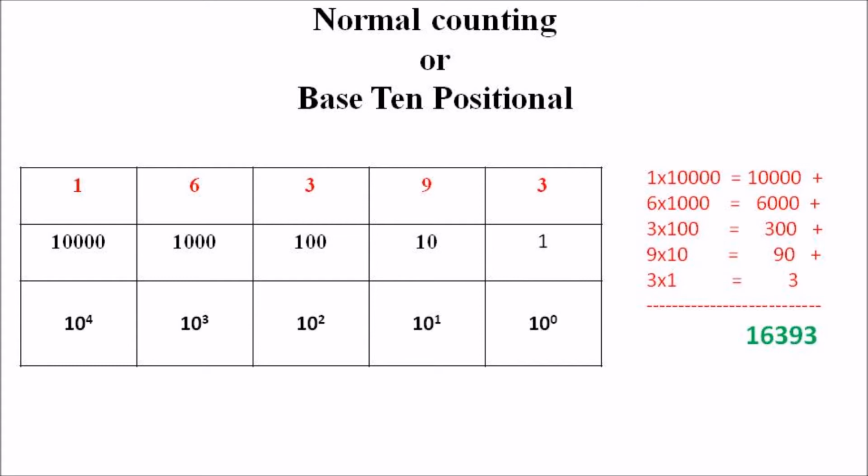So simply we can say that the number 16,393 can be obtained by adding 10,000 plus 6,000 plus 300 plus 90 plus 3, and the result is 16,393. So this is how a number is derived in a base 10 number system.